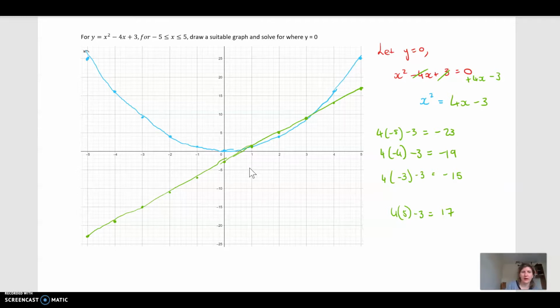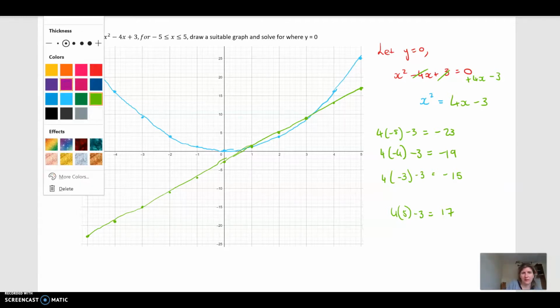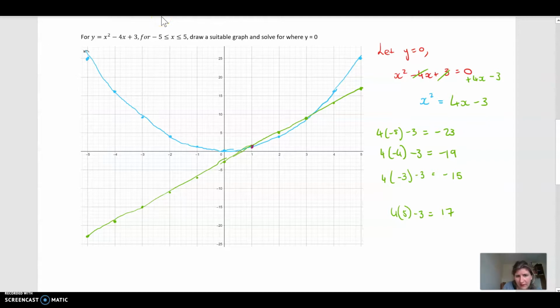Okay, so now I can see, again, my points of intersection. In this case, it exactly crosses that line at that point there. So that there is my coordinate 1, 1. Okay, so that perfectly crosses the line. And the other one is this one here, 3, and that's 3, 9. So that's my other solution, where they've crossed over.